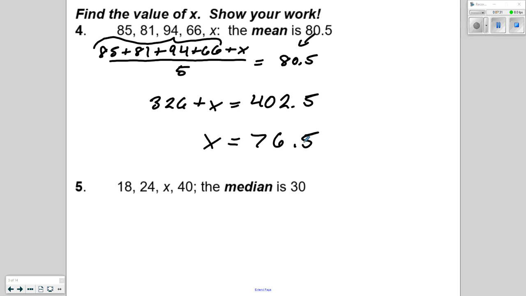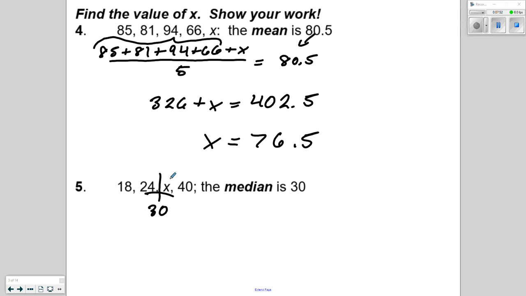Now, number 4 often gets mixed up with number 5, where it says the median is 30. So we've got to know what the median is. Remember, the median is the middle value, the one that divides the data set in half. So it's saying this middle value right here is 30, and we want to find x.